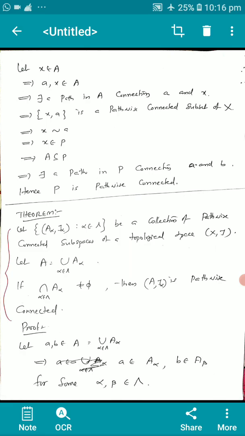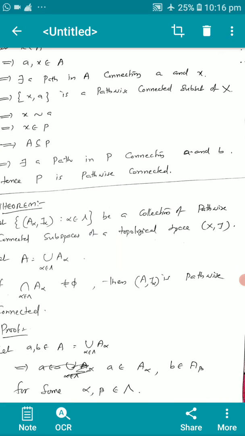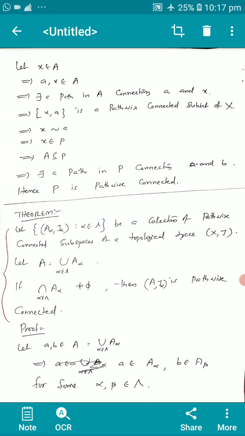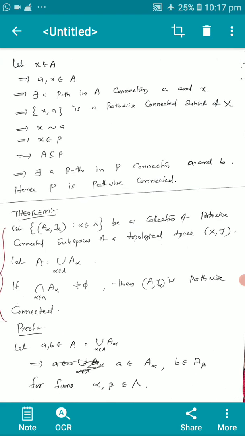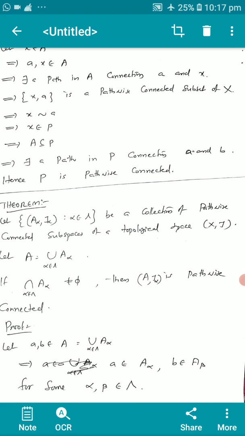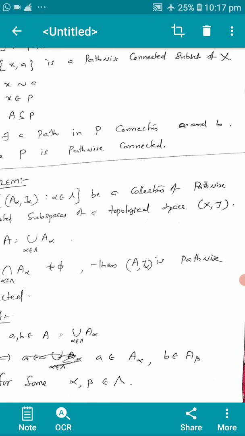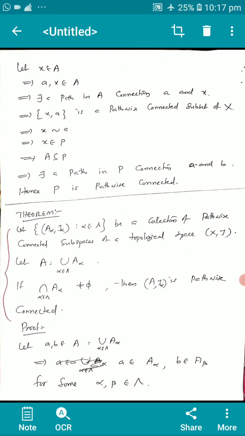Next theorem. Statement. Let {A alpha}, alpha in the index set, be a collection of pathwise connected subspaces of a topological space X. Let A equal the union of A alpha over the index set. If the intersection of the A alpha is not equal to phi, then A is pathwise connected.